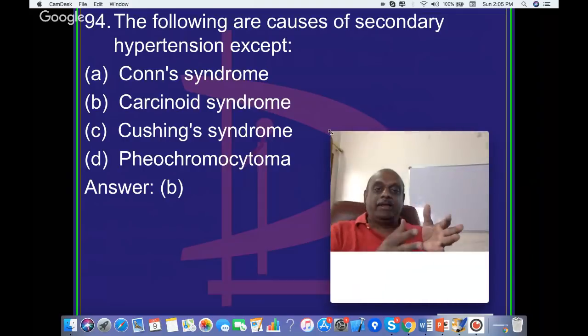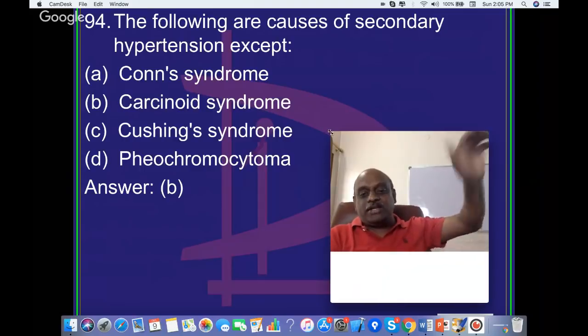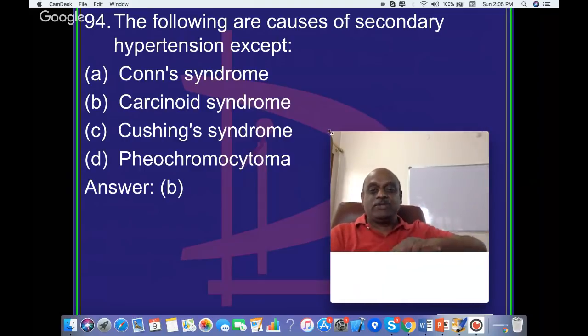Cushing mein corticosteroids badhta hai. Corticosteroids in high concentration have a mineralocorticoid effect. So that is the reason that leads to hypertension. A good number of times, first case of Cushing you will see due to the detection of hypertension. Addison's disease mein hypotension hota. Cushing mein hypertension hota. Come on, Ravi. I'll cry.